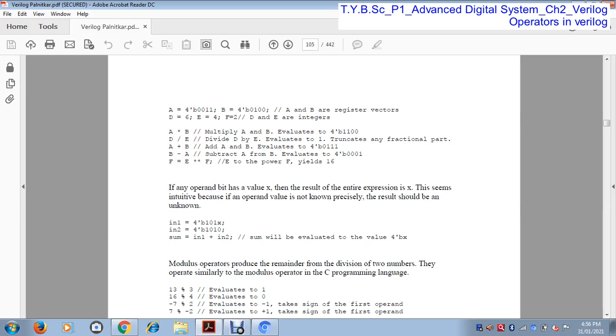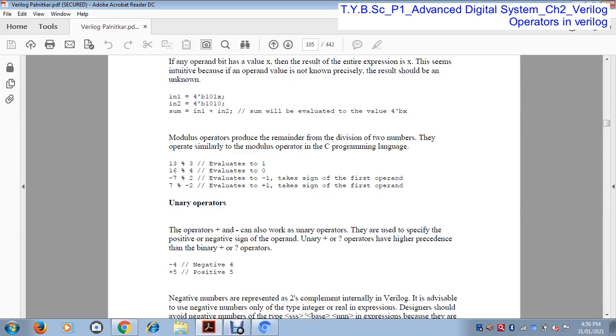Next is F equal to E. This is the power operator, that means E to the power F. That means it is E raised to F. So these are the arithmetic operators.